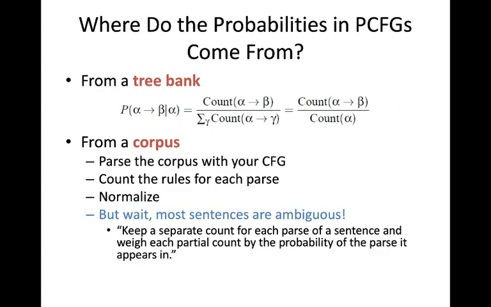So where do you get the probabilities? Well, you get them either from a Treebank or from a corpus. And if you get them from a Treebank, it's really easy. It's just the number of times the rule alpha to beta occurs over the number of times that alpha occurs. It's that simple.